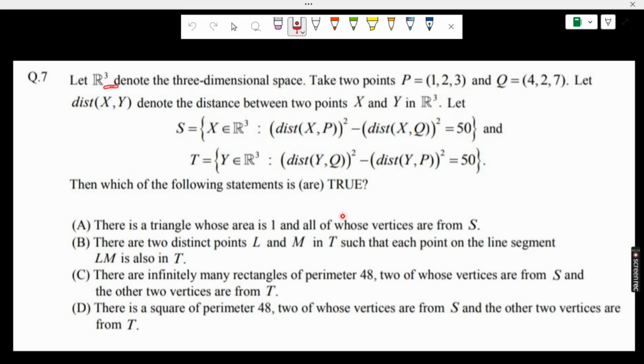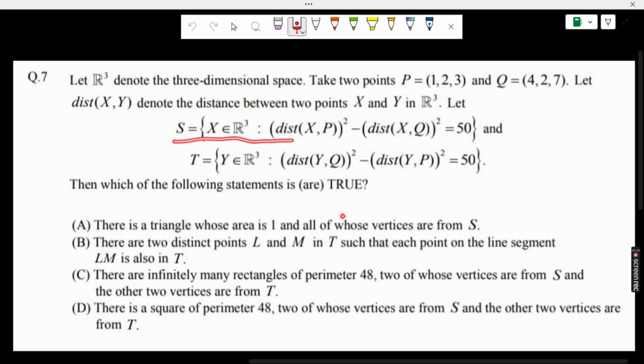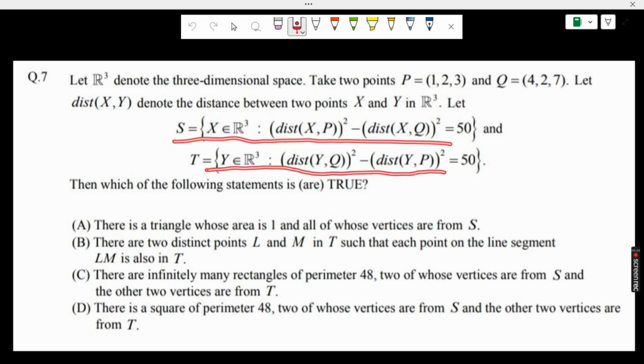Let R3 denote the three-dimensional space, that means 3D, and take two points P (1, 2, 3) and Q (4, 2, 7). Let distance(x, y) denote the distance between two points x and y in R3. So let S be a set defined, and T is also a set defined. The difference between the two distances squared is equal to 50, using the points P and Q. Then which of the following statements is or are true?